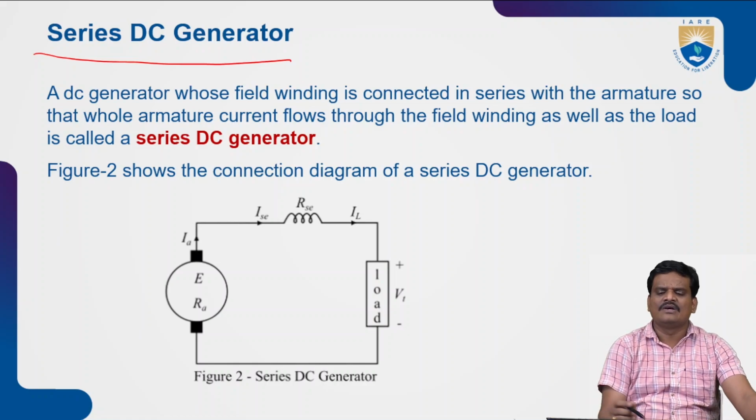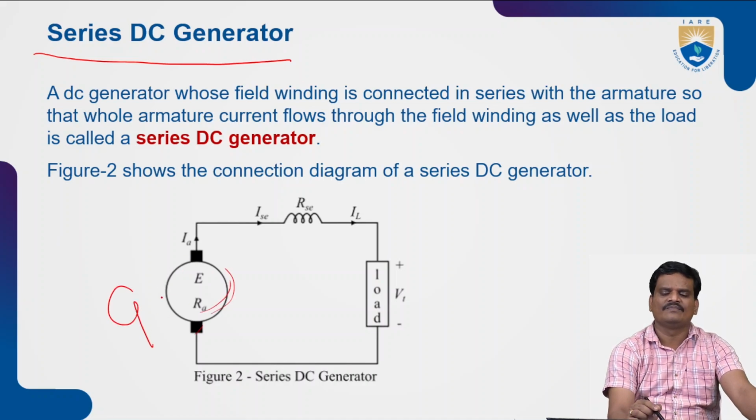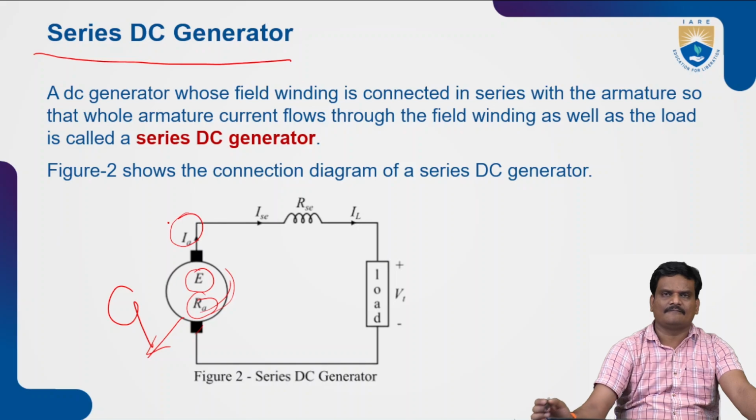You can see the connection diagram of this particular DC series generator here. This is the representation. The circle with respect to brushes gives you an idea about the generator here. And RA is nothing but an internal resistance. E is the generated EMF. IA is the armature current.